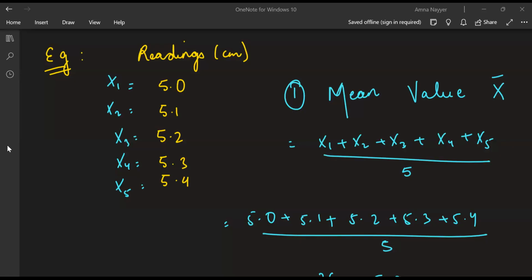So I got disconnected. Yes, ma'am. Is your network fine now? Are you able to see the screen? Yeah.